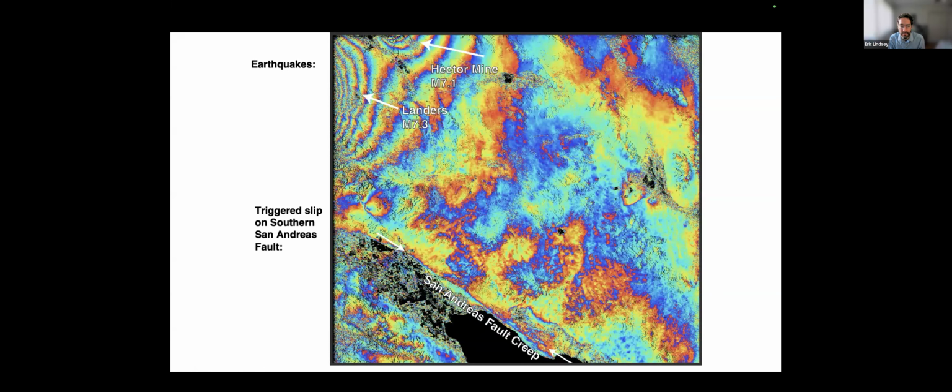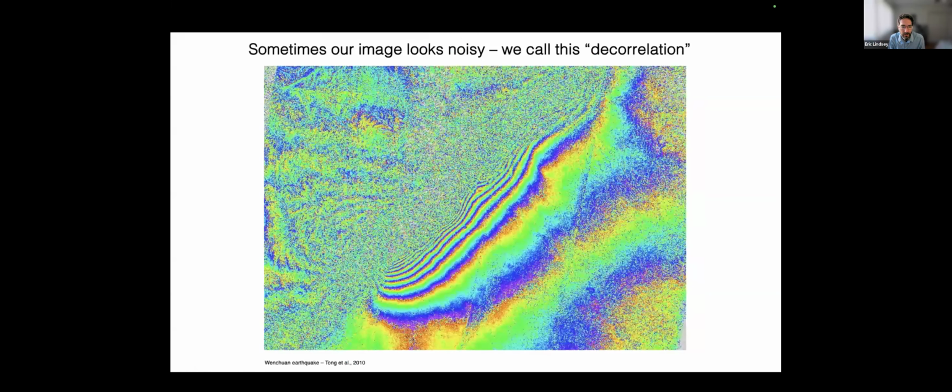That's not always the case. So here's an image from the Wenchuan earthquake. This was collected with the ALOS-1 satellite and processed by Xiaopeng Tong. You can see the fringes here related to the earthquake very clearly, but over on this side, they are really noisy and it's very difficult. You can kind of see that there probably should be some fringes in there, but close to the earthquake rupture area, you just can't really make anything out. So that's kind of difficult.